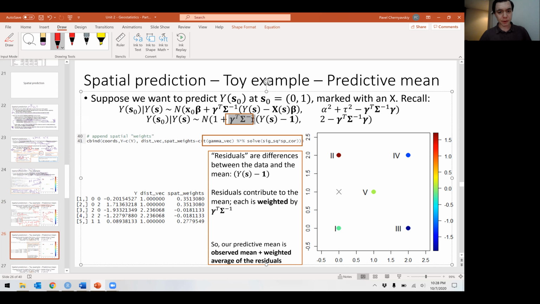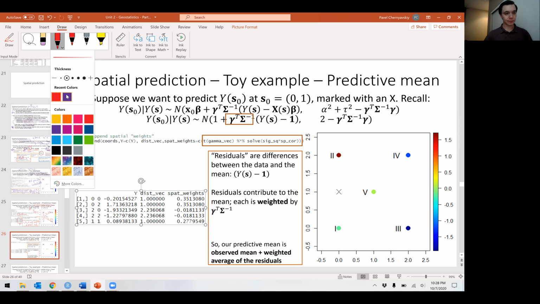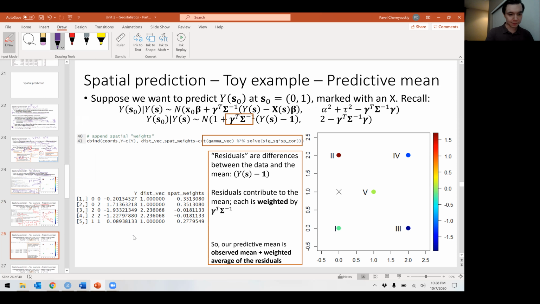I'm expanding my focus now to this whole term. The spatial weights are a combination of our gamma and our inverse variance covariance matrix. So what I have here are my observations. I have my distance vector that I've just described to you. And I can now finally get control of my stylus back. Here are my spatial weights.